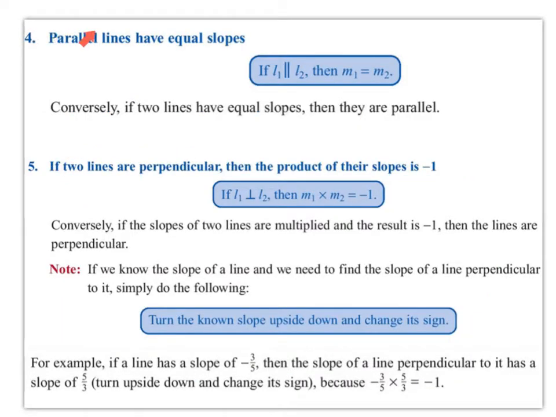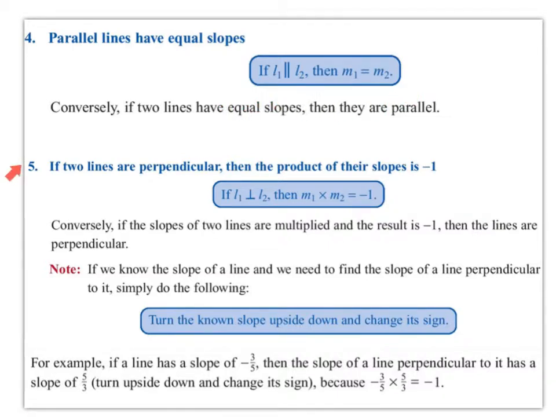4. Parallel lines have equal slopes. If L1 is parallel to L2, then m1 is equal to m2. Conversely, if two lines have equal slopes, then they are parallel.